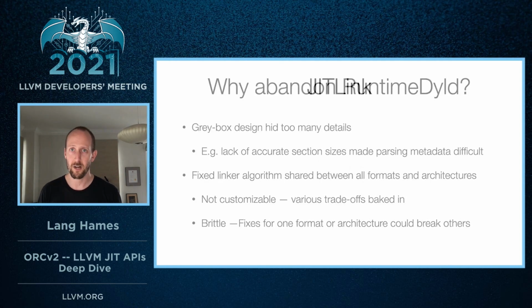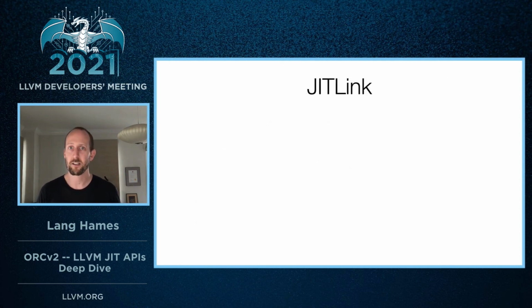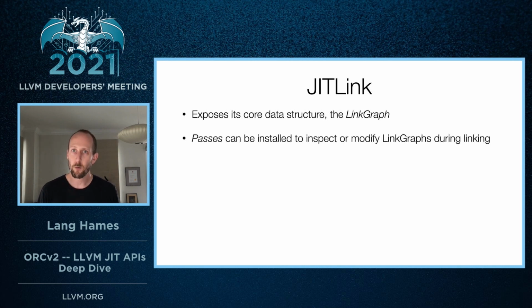So instead, I started from scratch with JITLink. I'm very happy with how that's gone. JITLink first landed in 2019, and we've been adding new architecture and format support since then. Unlike runtime DYLD, the new runtime linker exposes its core data structure, which is called the LinkGraph. And you can install parsers into the linker pipeline to inspect or modify those link graphs. This solves the problems with opacity and control that we had in runtime DYLD. You can now see every object being linked under your JIT in exactly as much detail as the linker sees it. And you can modify the link graph to get the kinds of linker behavior that you want.